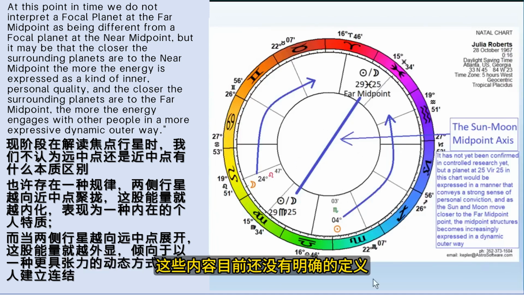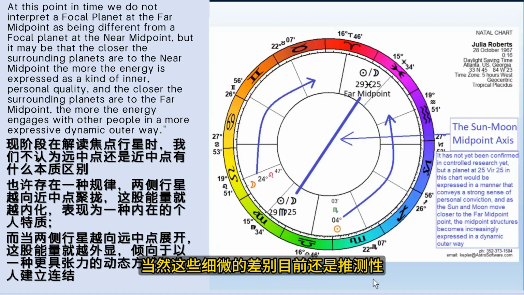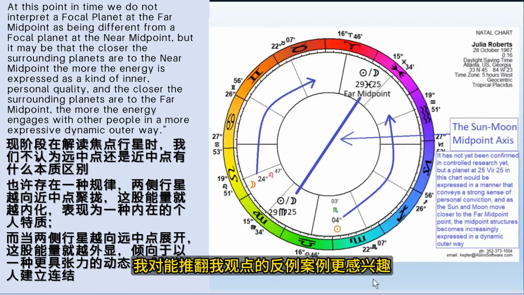Now these are not clearly defined. We do not put a lot of emphasis on it. It's somewhat speculative, so this is not part of the strong core of vibrational astrology theory. What we do is we get the ideas out there, like I'm doing right now. Different vibrational astrologers work with it, see examples, and we're especially interested in examples that contradict what I'm saying.